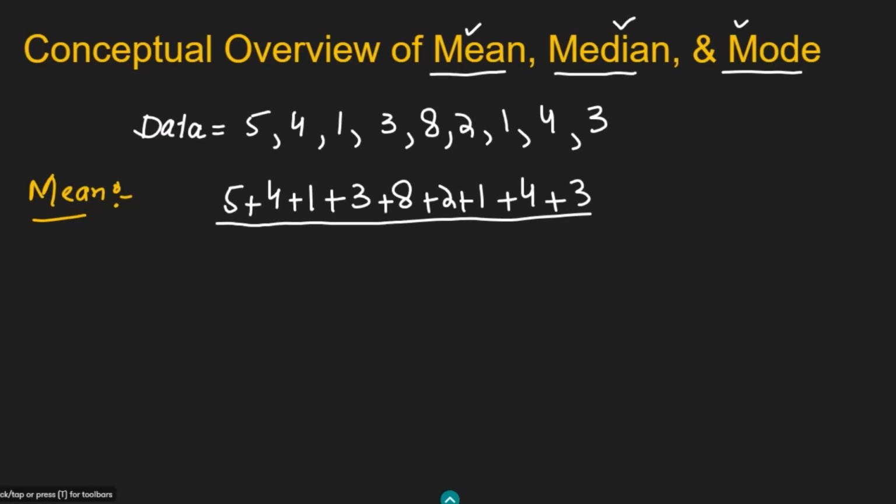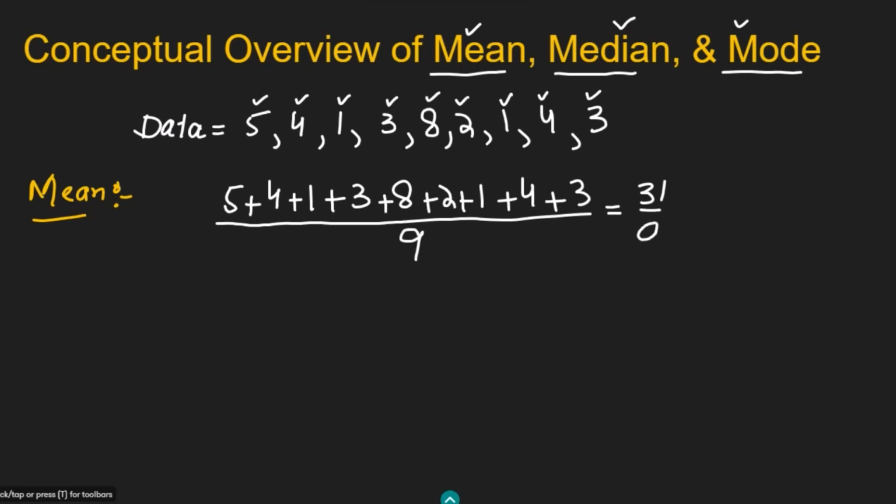So how many items do I have? 1, 2, 3, 4, 5, 6, 7, 8, 9. So I have 9 numbers and I have to divide it over 9. Okay, so let me add them. 5 plus 4 plus 1 is 10. 10 plus 3 is 13 plus 8 is 21. 21, 23, 24. 24 plus 4 is 28 and 3 is 31.